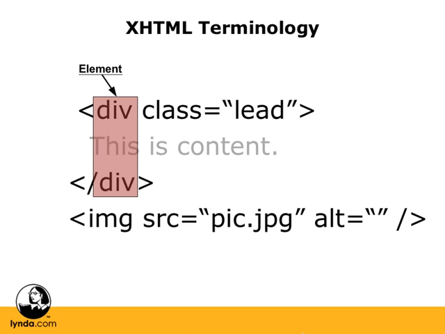Now, elements, at least most elements in XHTML, can contain content, such as this div, which has a little bit of text in it called "this is content." Elements like this are called non-replaced elements because they're not replaced by anything else. They contain the content that they're going to display.